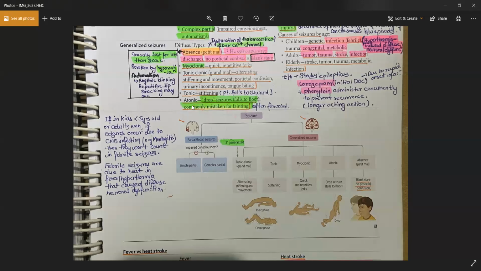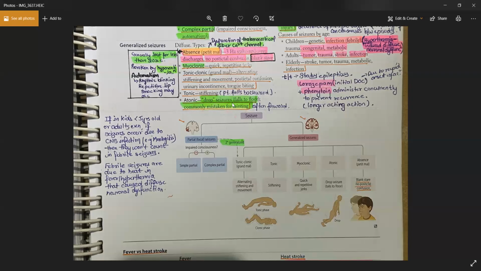Then you have the tonic type of seizures. Sorry, it was not the tonic, but the type of seizures which can be confused with fainting or syncope, right? The atonic seizures. In the tonic seizures, you just have the tonic phase, which is the very stiffening of all these body parts, right? So these are the different kinds of seizures you can get.